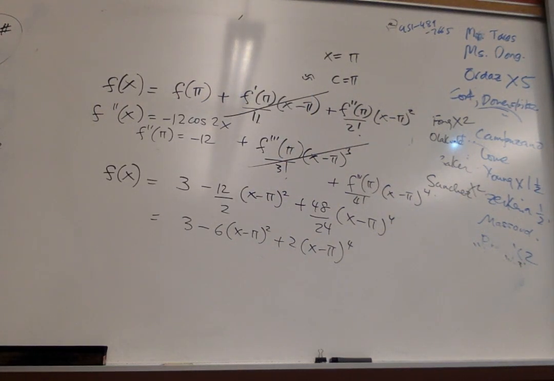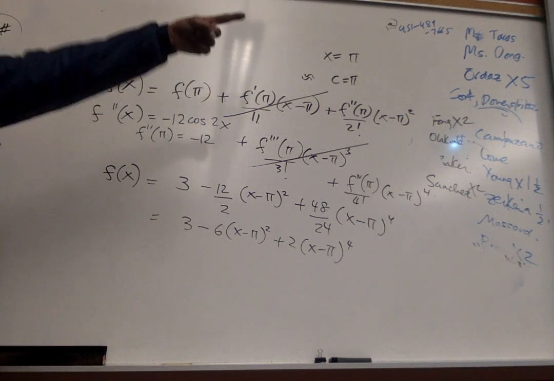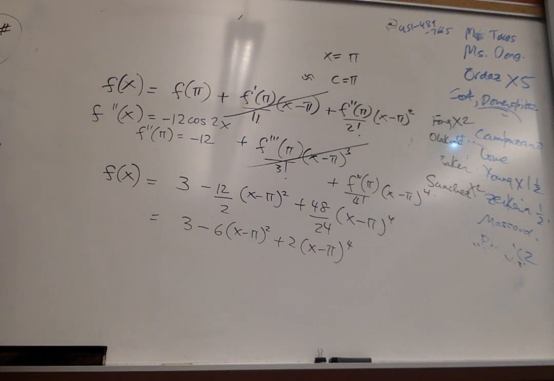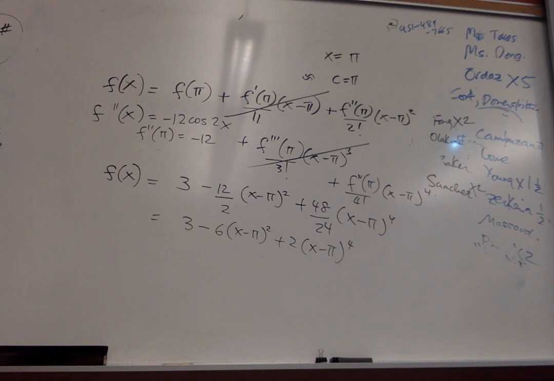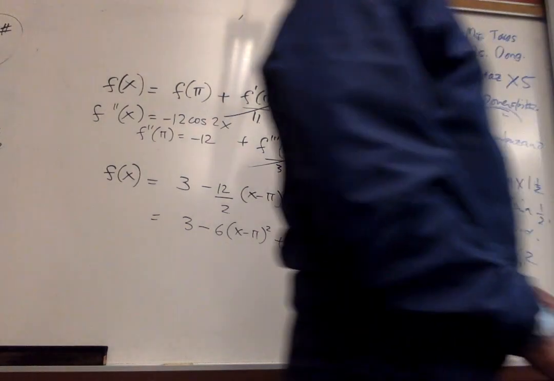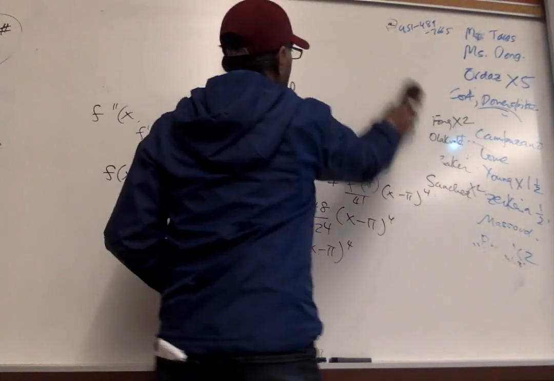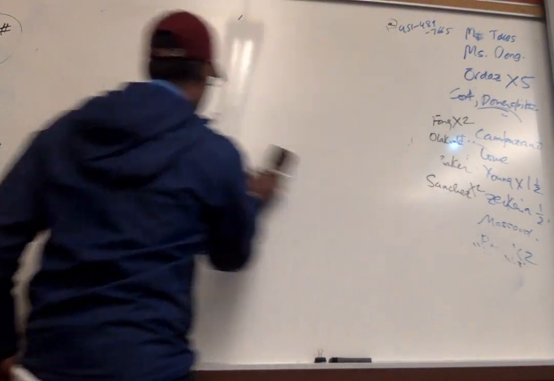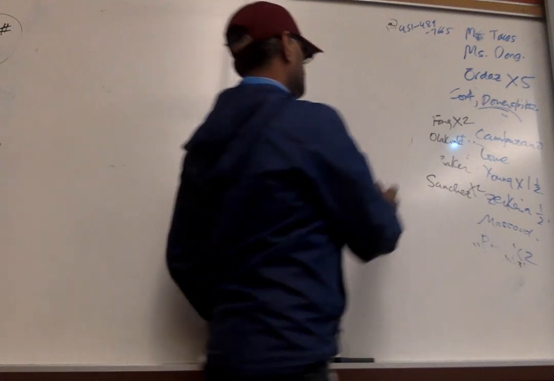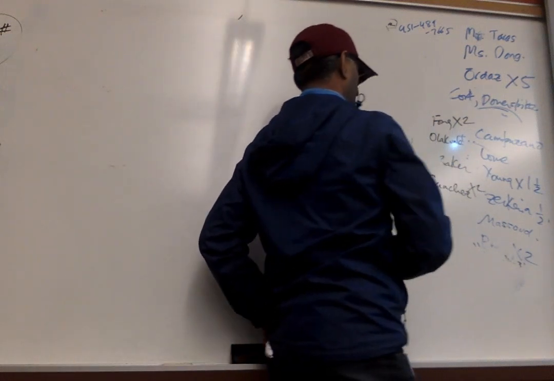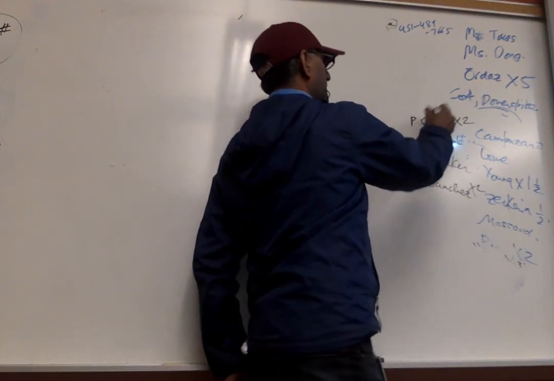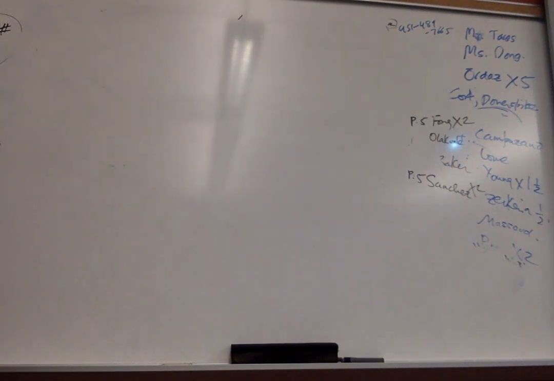That wasn't bad at all, right? And that's your answer. We're saying this polynomial is a really good approximation of that function about pi. That's what we're saying. Okay. Write down number 3. Copy down number 3. Again, copy down number 3, please.